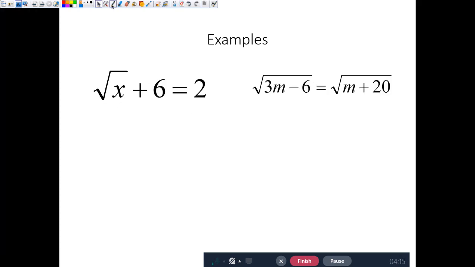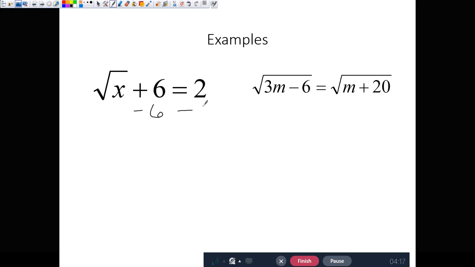So I'm going to subtract 6, and I get the square root of x equals negative 4. Okay, so this is an example of an extraneous solution. We cannot have a square root of x equaling a negative number. So this is going to be no solution.